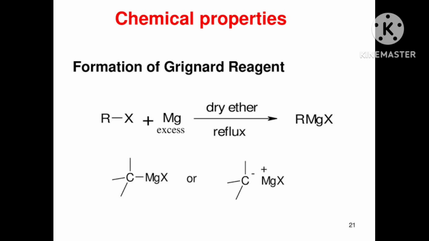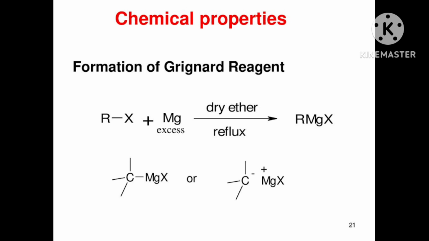Now see the H2O. It will break into H plus and OH minus. Then both will go to the oppositely charged particles. Since R is negative, hydrogen will go there. Hydrogen is positive. This H plus will go to R minus, and it will form RH, that is called alkane.